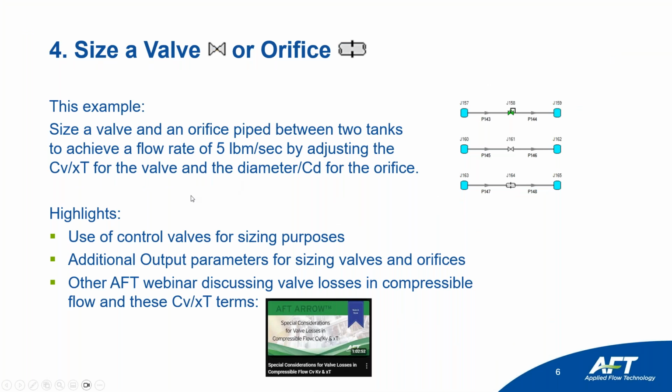Some of those highlights that I wanted to emphasize: the use of control valves for sizing purposes. So this control valve junction is very useful for doing the sizing calculations that we just did. The additional output parameters, what I'm referring to there is our estimated CV, estimated XT, and our equivalent orifice diameter that allows us to size those different pieces of equipment.